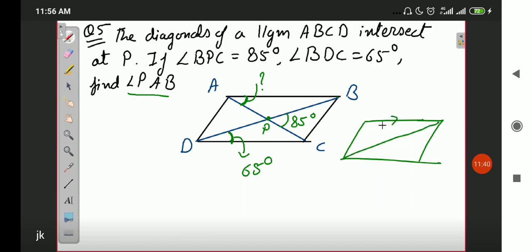See, line AB, first of all, let me explain what I am going to do. Line AB and line DC are parallel here. That means this angle and this angle will be equal. That means angle ABD should also be 65 degrees. Okay, this is the first thing that I am going to do. Why so? Alternate interior angles are equal.